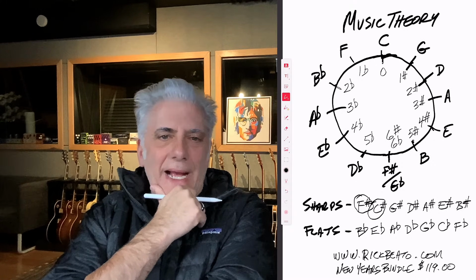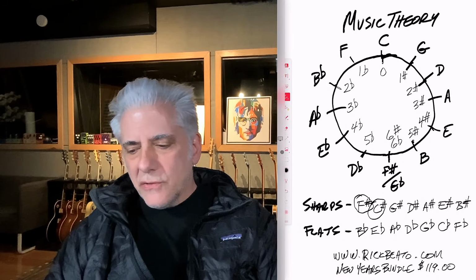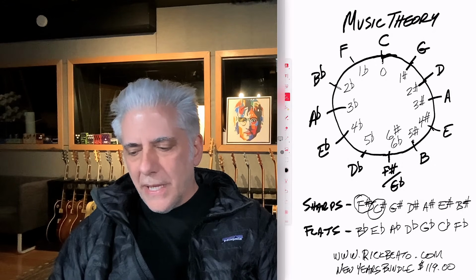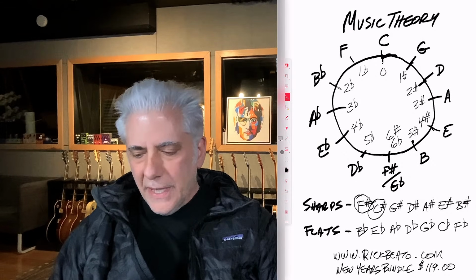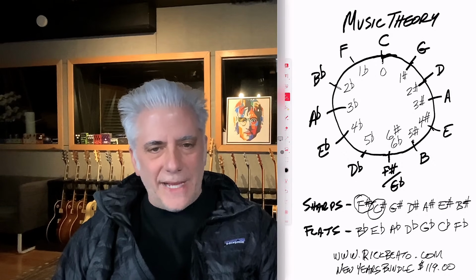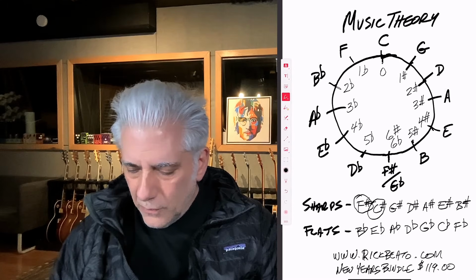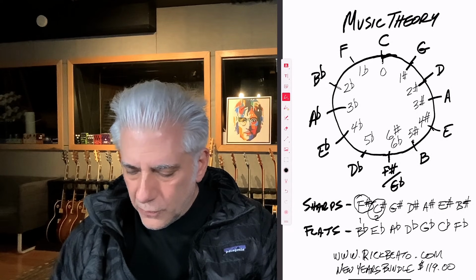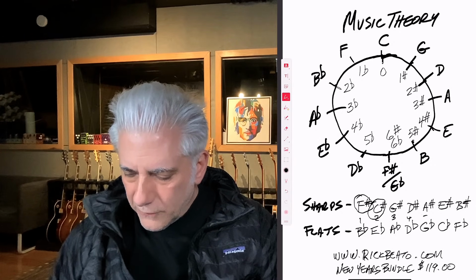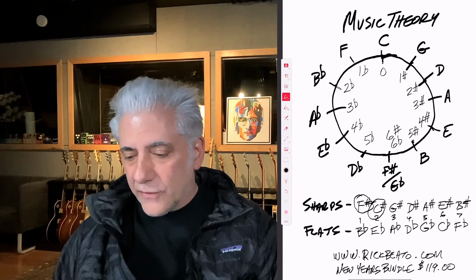The order of sharps. If you go around the circle of fifths, you have C major, G major, D major, A major, E major, B major, and then F sharp or G flat. They have 6 sharps or 6 flats. If you count all these, 1, 2, 3, 4, 5, 6, 7, there are 7 sharps and 7 flats.